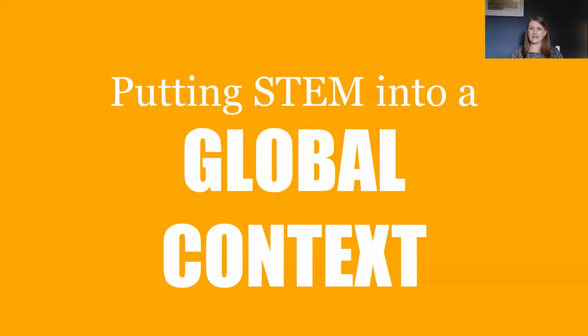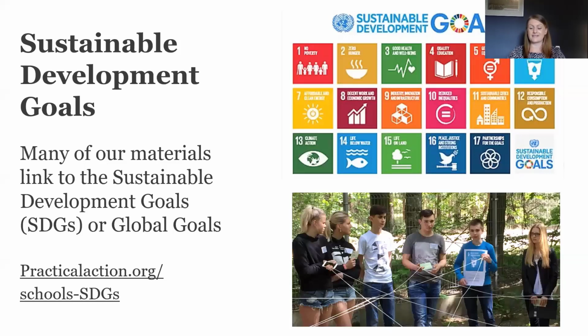So why use Practical Action resources for sustainability in STEM clubs? The resources raise awareness of the Sustainable Development Goals, which are sometimes known as the Global Goals. In 2015, the UN called a meeting with leaders from around 30 countries, including the UK, to work out how best to solve some of the world's biggest problems. They identified 17 goals to end poverty in the world by 2030. These are the Sustainable Development Goals.